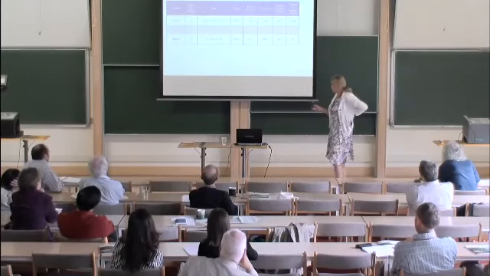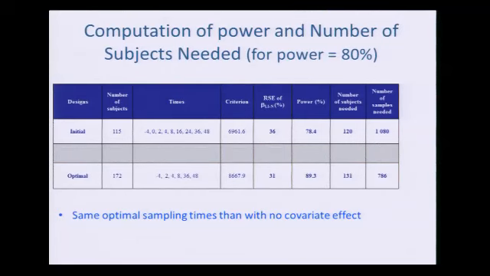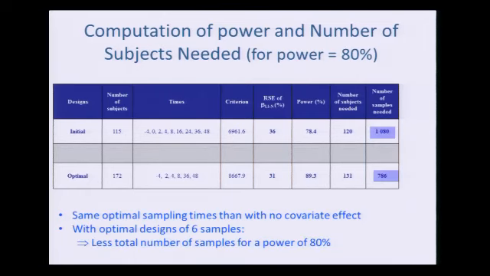We find that the optimal sampling times were the same with and without the covariate effect, which was not a constraint we imposed. And we find that indeed the initial design has a power of 78%, so that if you want 80% power, you need 120 patients. But if you use the optimal design, then you will need 131 subjects, but in total we have much fewer samples to get the same power of 80%.